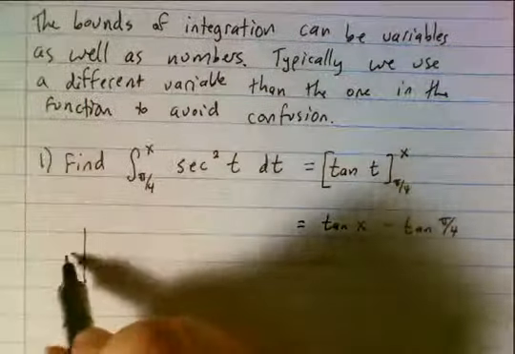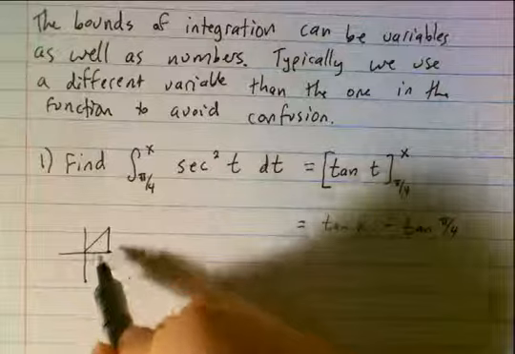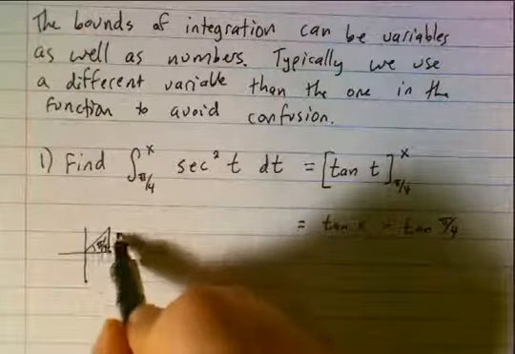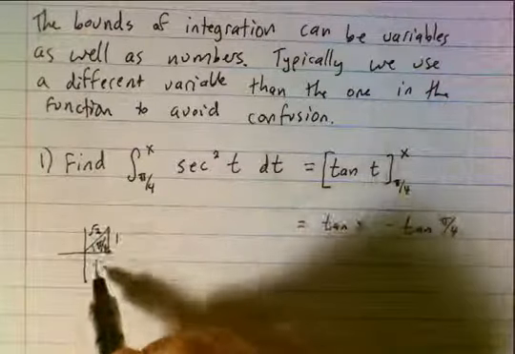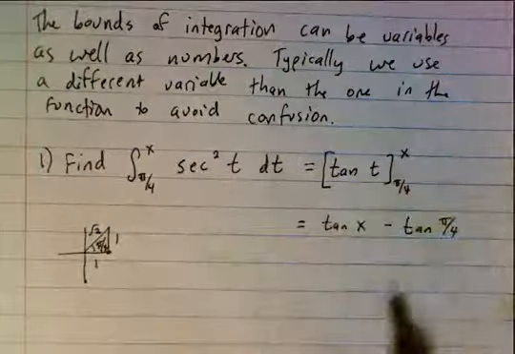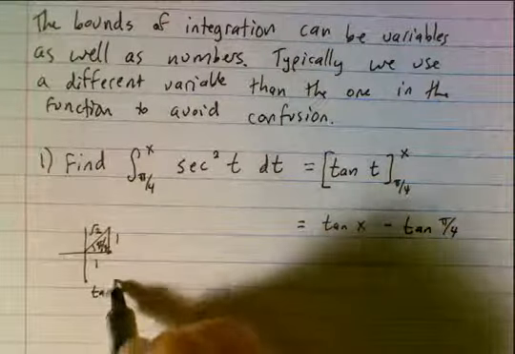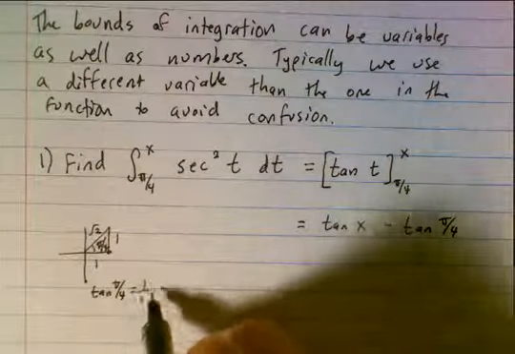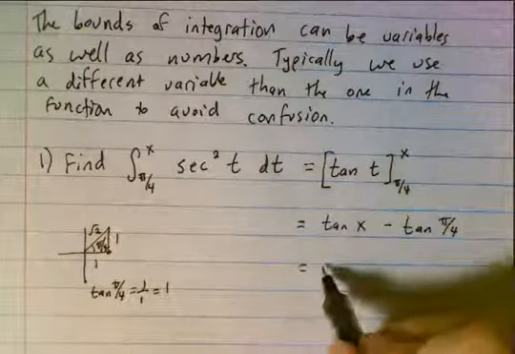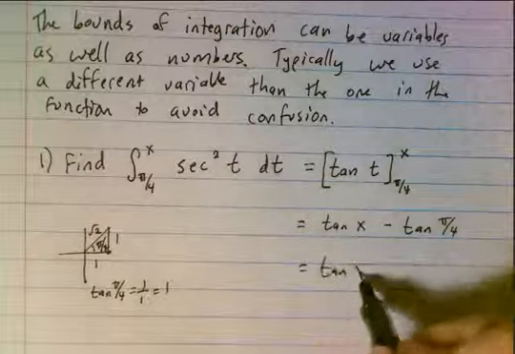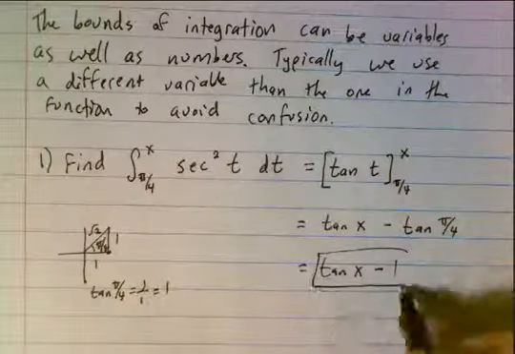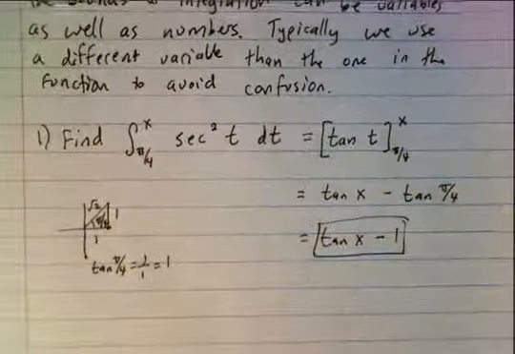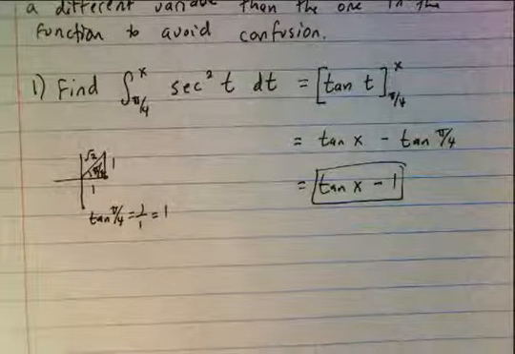Find those numbers. Well, I guess just the one number. Pi over 4 is 1 over root 2. Tangent is opposite over adjacent, so the tangent of pi over 4 is 1 over 1, or 1. And there's our answer. We'll have the x at the end. That's entirely okay.